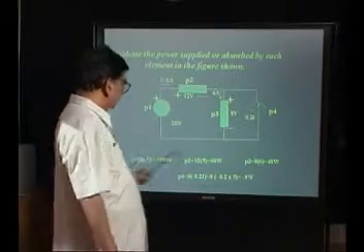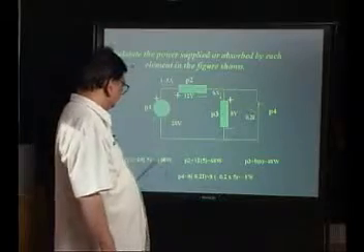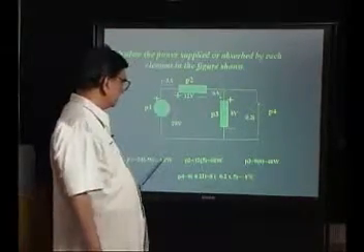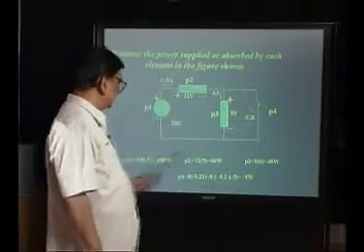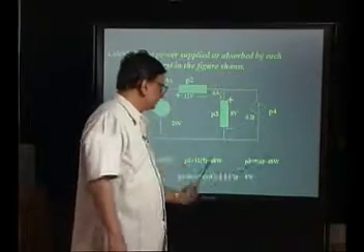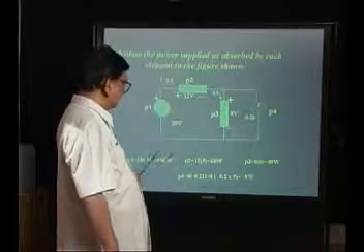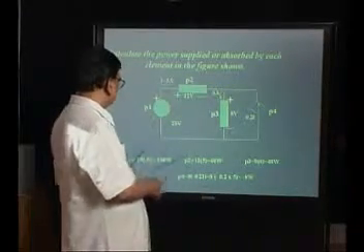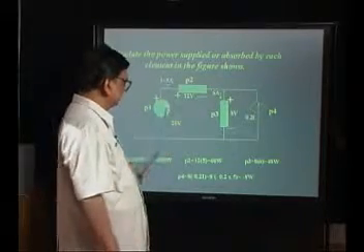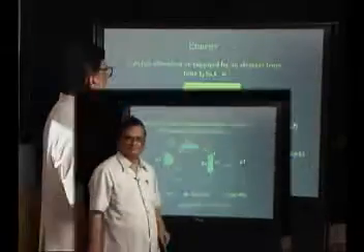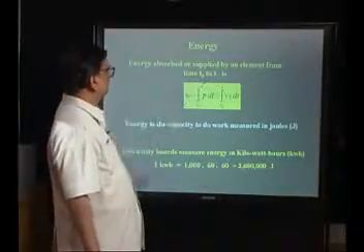Suppose you add all these things, minus 100 plus minus 8, this is 108 watts minus, and here if you add these two you get 108 watts. So, the net power is equal to 0. What it means is the power delivered by the sources is exactly equal to the power absorbed by the other elements.